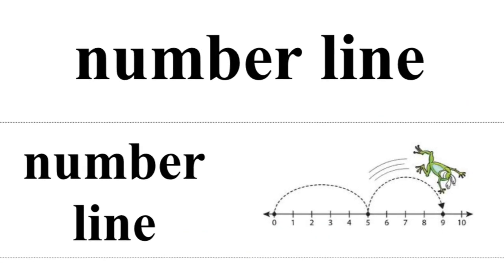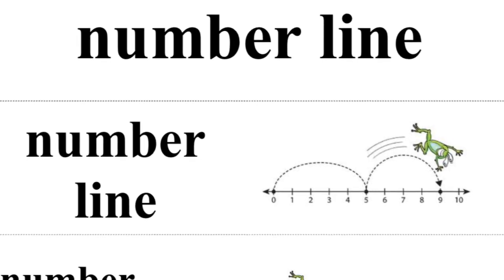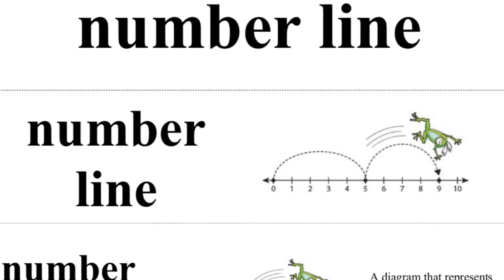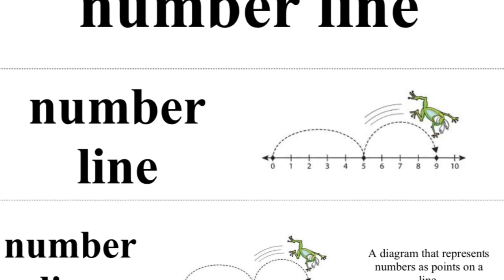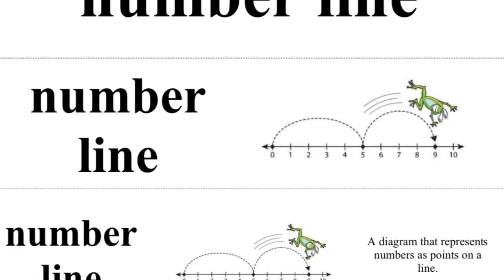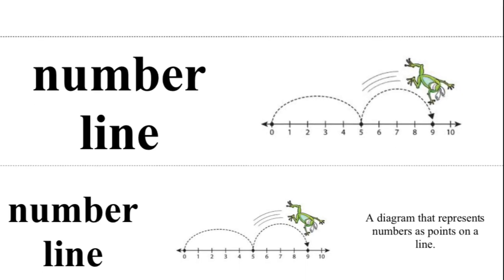A number line is exactly what it sounds like. Negative numbers go on the left, positive numbers go on the right. As numbers go further to the left, those numbers get smaller. As numbers go further to the right, those numbers get larger.